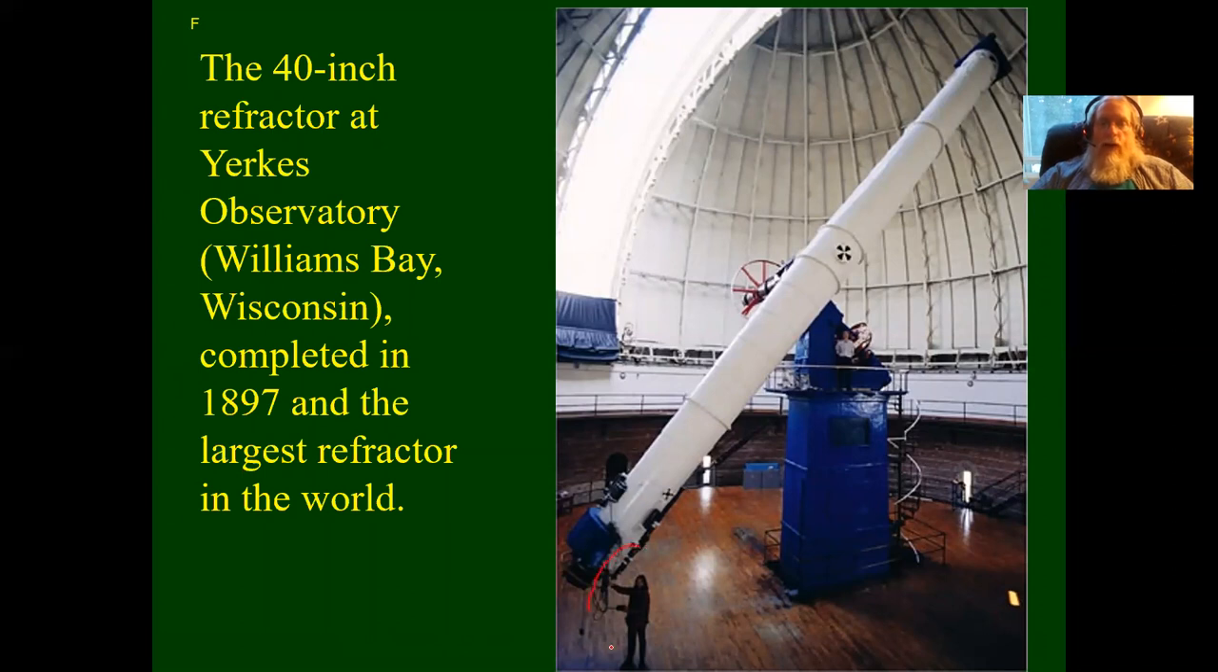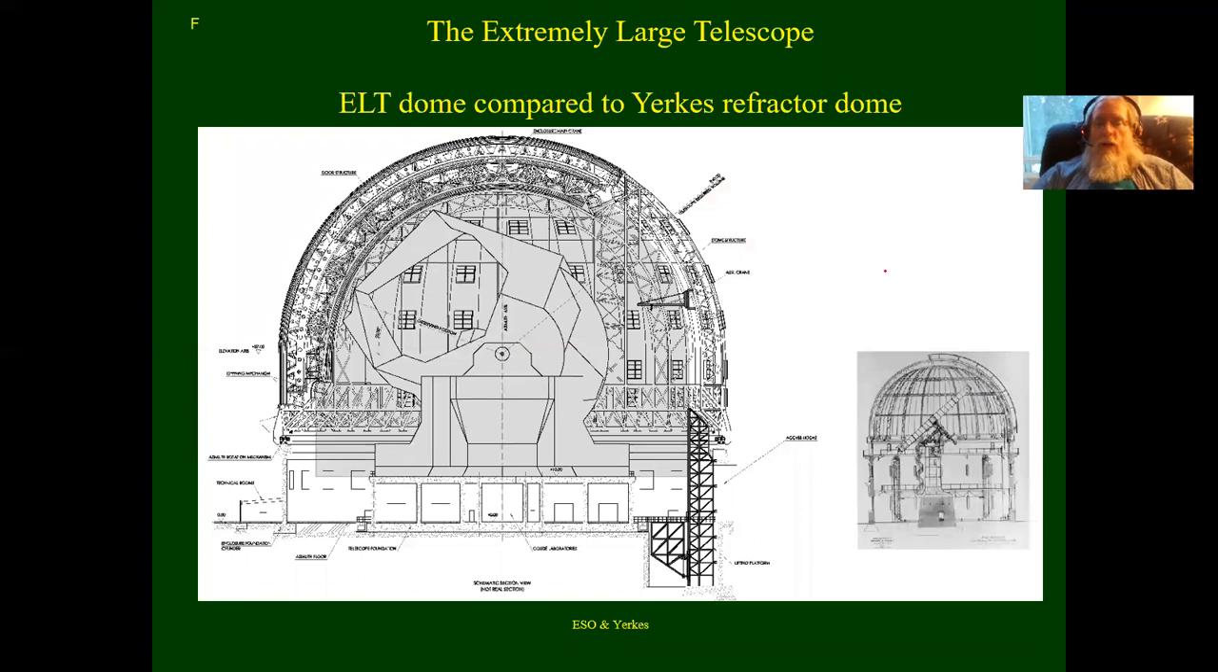And so here I am down in the lower left with the Yerkes refractor. This dome is 90 feet in diameter. Okay, so here is the Yerkes dome to the same scale as the ELT dome. And notice that the entire Yerkes dome would actually fit inside not just the ELT dome, but in the ELT telescope mounting structure. And so this is something that is really kind of absurdly large.